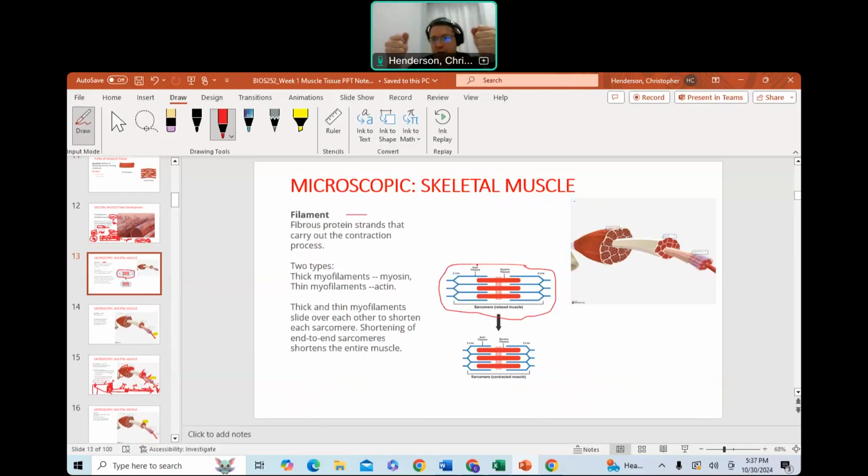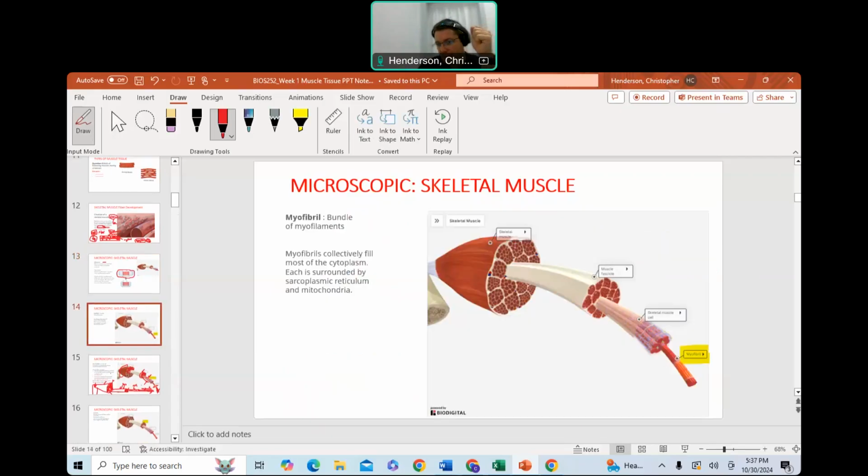When they shorten, what are they going to do? They're going to shorten the next part, which is the myofibril. The myofibril is going to shorten. Now, the myofibril, what's it going to do? It's going to pull on the cell membrane and it's going to shorten the skeletal muscle cell or the fiber. Now, when that shortens, what's it going to do? It's going to shorten the fascicle. What happens when all the fascicles shorten? The muscle itself is going to shorten, the whole muscle.